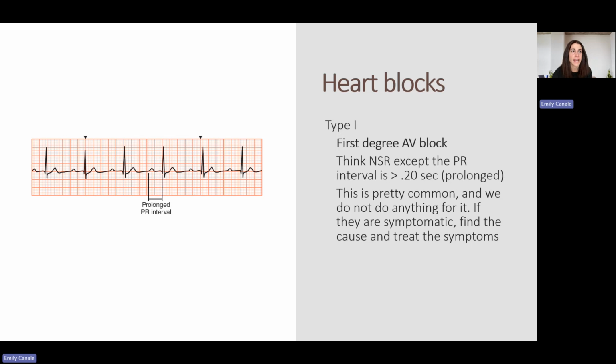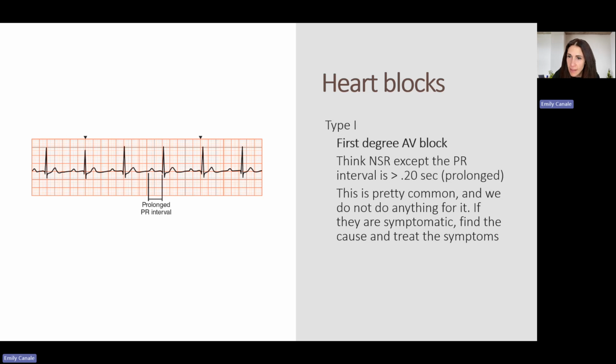Now, the first one that I have here is first degree. And as you can see, if you weren't measuring anything here, doesn't this just look like normal sinus rhythm? Yes, I really want you to think about that. So first degree AV block is normal sinus rhythm, except the PR interval is greater than 0.20 seconds.